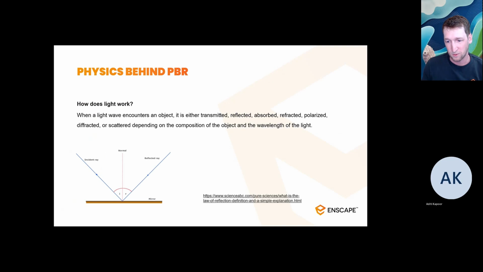All right. So real quick, some physics behind PBR. To get a good idea of how these materials are really going to help improve our renderings, we first have to understand a couple of different things. One is, how does light work? Usually when a light wave encounters an object, it's either transmitted, reflected, absorbed, refracted, polarized, diffracted, or scattered. It depends on the composition of the object and the wavelength as well. We can see exactly what that's doing in this example.